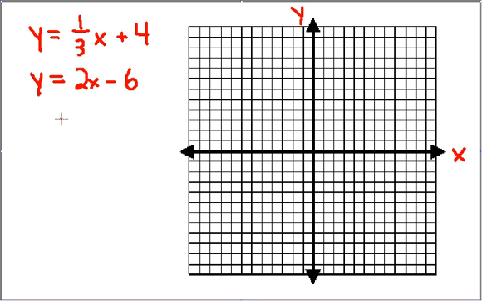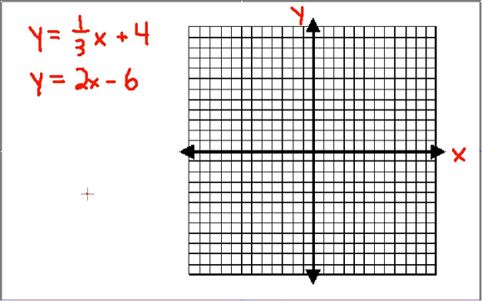If you remember, when you have the slope-intercept form of an equation, the value that's being multiplied by the x represents your slope. And the constant at the right that's being added or subtracted, that's being added here, represents your y-intercept.